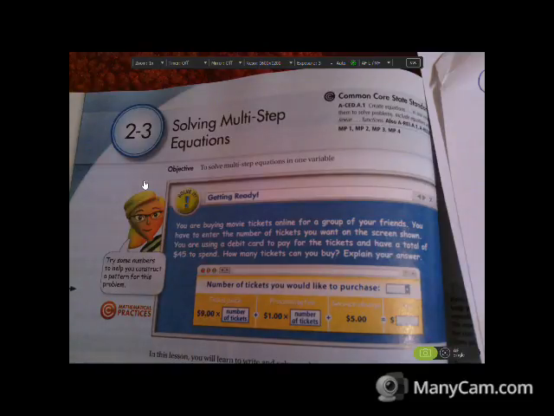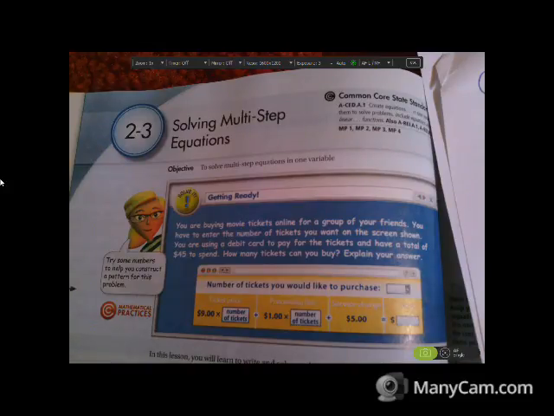Alright, we are in section 2.3, solving multi-step equations. Let's look at the solve it. You are buying movie tickets online for a group of your friends. You have to enter the number of tickets you want on the screen shown. You're using a debit card to pay for the tickets and have a total of $45 to spend. How many tickets can you buy?